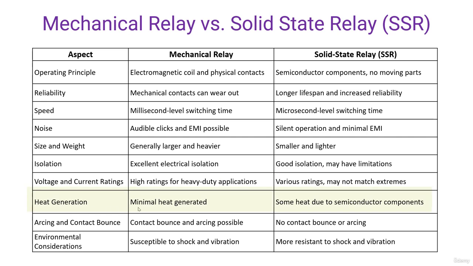Heat generation: in mechanical relays, minimal heat is generated. But in a solid state relay, due to the semiconductor components, there might be heat generated from those components. Arcing and contact bounce are common for mechanical relays; it is possible to have arcing or bouncing. But in an SSR there are no moving contacts, hence no bouncing or arcing. About environmental considerations, mechanical relays are susceptible to shock and vibration. But solid state relays do not cause any shock or vibration, and they are more resistant to these phenomena.